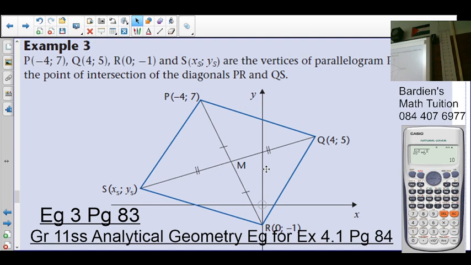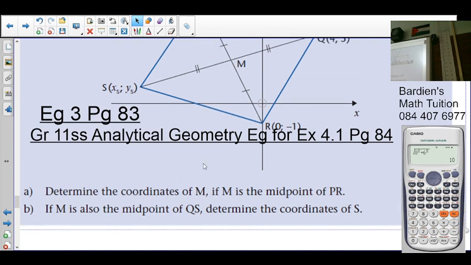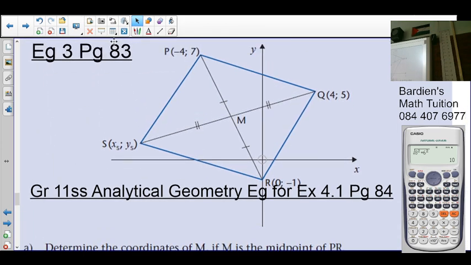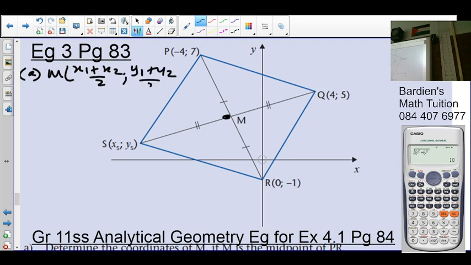M is the midpoint, people. So we must use the midpoint formula. The question says, determine the coordinates of M, the midpoint of PQ. So how do we go with M? Midpoint formula, not so. M is (x1 plus x2 over 2, y1 plus y2 over 2).